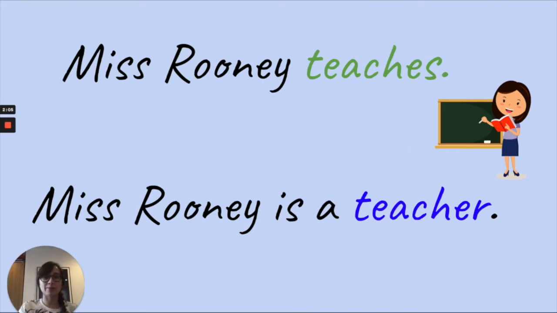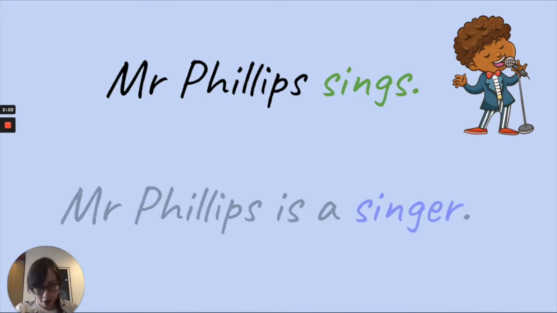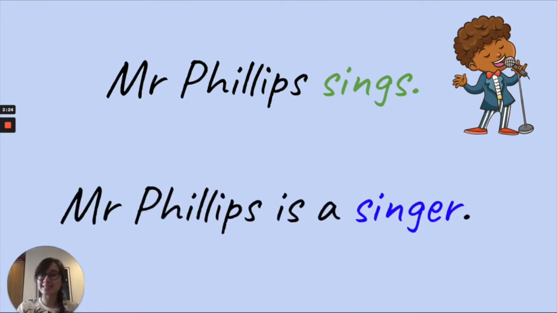Let's try another one. Mr. Phillips sings. Sings is the verb. That is what Mr. Phillips does. It's the doing word. Now, what is Mr. Phillips? Mr. Phillips is a singer. Singer is the noun. It is the person word. It's a pop word.